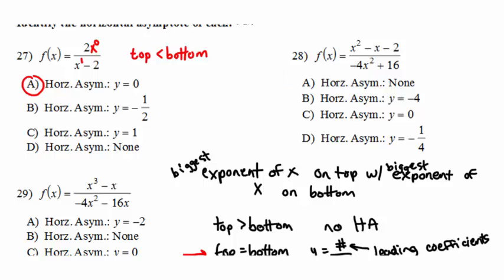On 28, our exponents are both 2's. And so that means that we're going to take our leading coefficients. So the number in front of x squared, which is 1, over this number in front of x squared, which is -4. So our horizontal asymptote is at y equals -1/4. This is the case where if you're just looking at the graph, 0 and -1/4 look awfully similar. So you'd want to come back to this equation and say, okay, well, it must be the combination of 1 and -4, which is D.